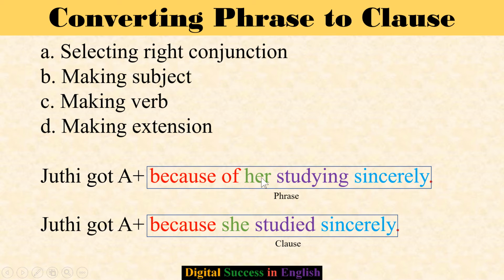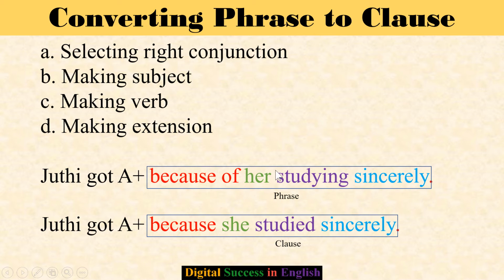Her was possessive case in the phrase, but we have taken she from her. Why? Because she is the nominative case, that means it is a subject, but her cannot be a subject. Her is possessive case. So from the possessive case we have made a subject: from her we have taken she. Studying was not a verb in the phrase, but in the clause we have used it as a verb. Why is it past tense? Because the main clause is in past tense. Sincerely is the extension. The extension remains the same.